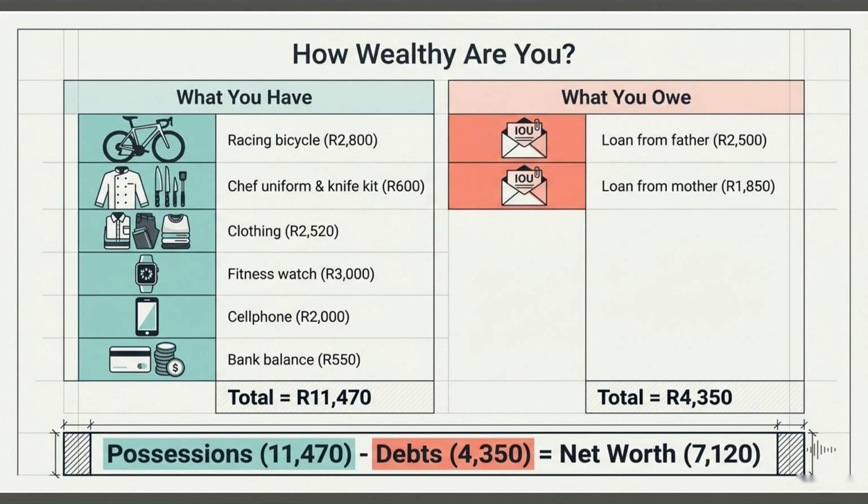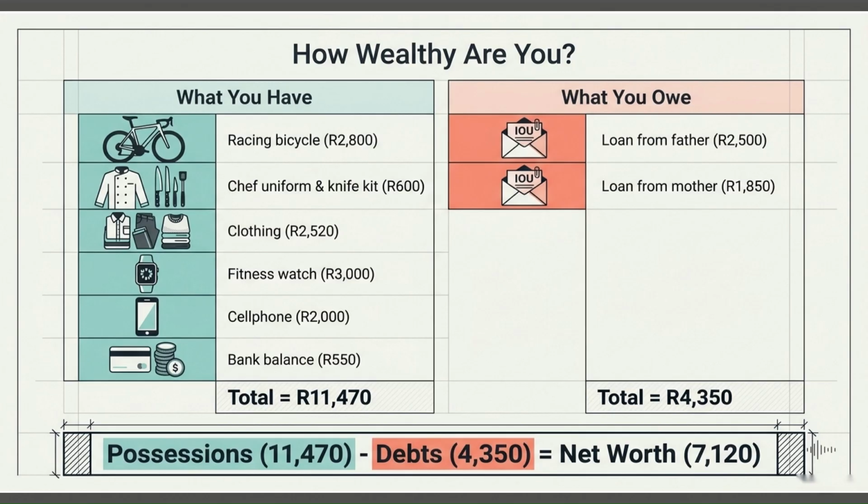We start with a question you already know the answer to, even if you've never framed it in accounting terms. How wealthy are you? Not the business, you. Let us work through it with the figures on the screen, because the logic you use here is precisely the logic a hotel group uses on a much larger scale. Start with what you have: a racing bicycle worth 2,800 rand, a chef's uniform and knife kit 600, clothing 2,520, a fitness watch 3,000, a cell phone 2,000, and 550 rand sitting in your bank account. Add those together and you have 11,470 rand of possessions.